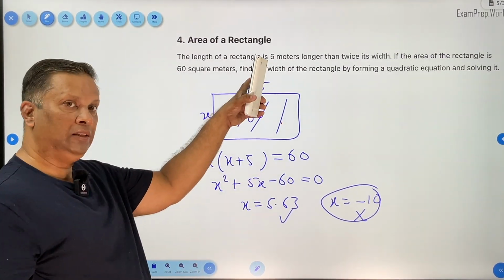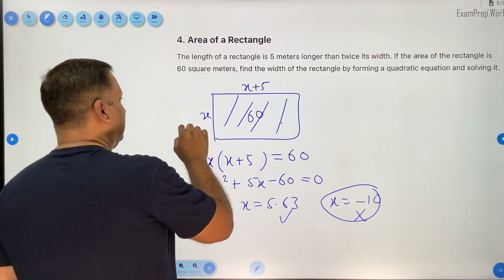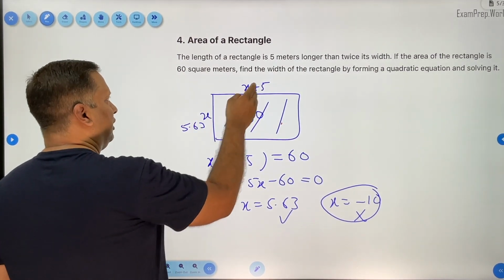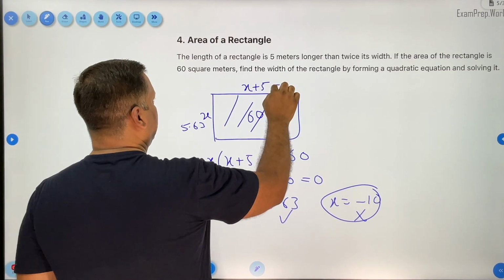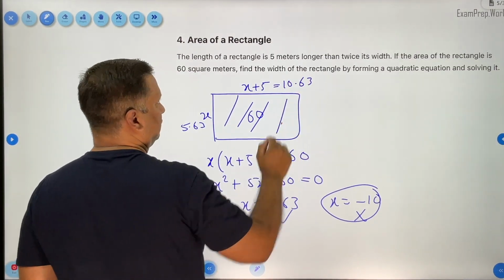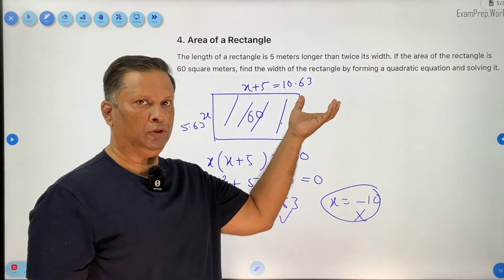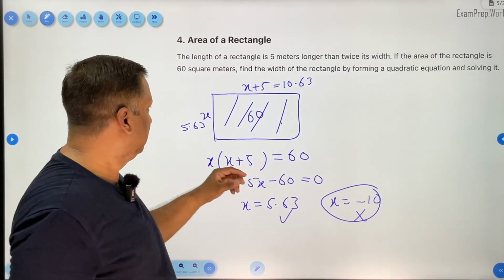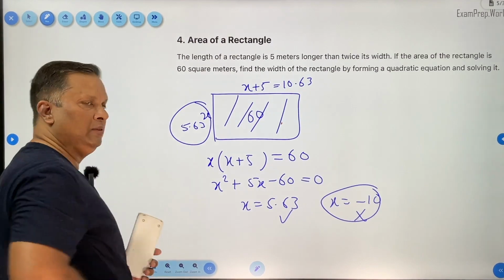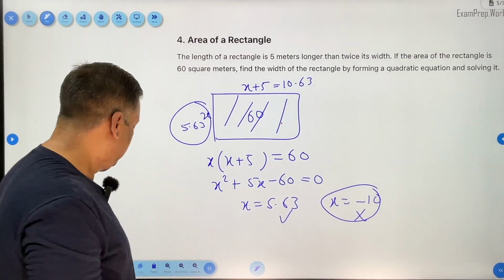Now what is the length? So the dimensions of the rectangle are: this is 5.63 and this is 5 plus 5.63, which is equal to 10.63. So the width of the rectangle we have already found, the length also we have found. Although they were not asking, the answer was 5.63. Okay. Can we go to the next one?